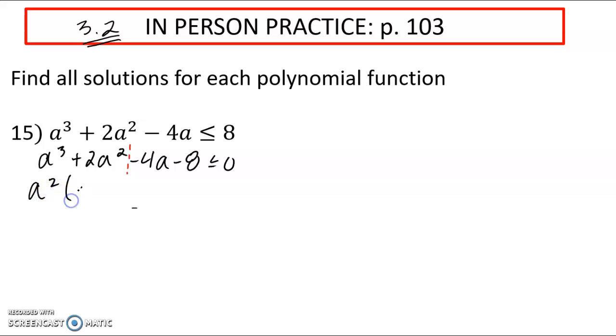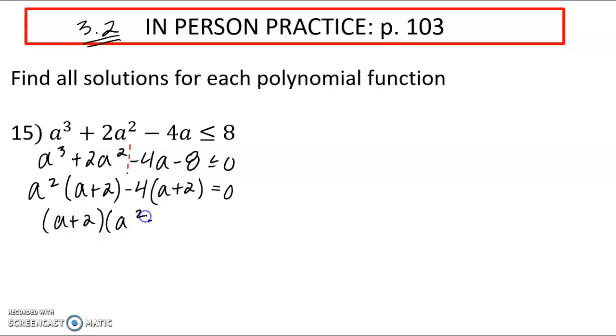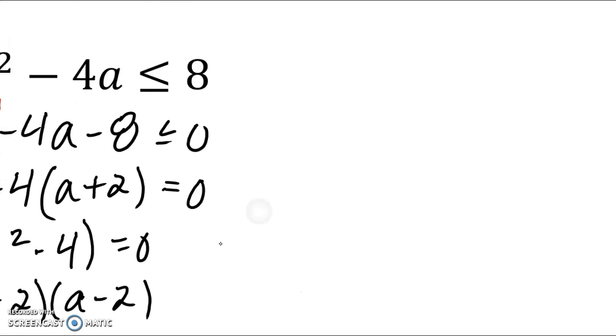So a squared, and I'm left with a plus 2. I can factor out a negative 4, leaving me with a plus 2 as well. Now remember with the zeros, we can disregard the inequality. So I have a plus 2 times a squared minus 4. Now in school, I did prompt everybody to factor that further. Okay, so using my difference of perfect squares, I get a plus 2 times a minus 2.